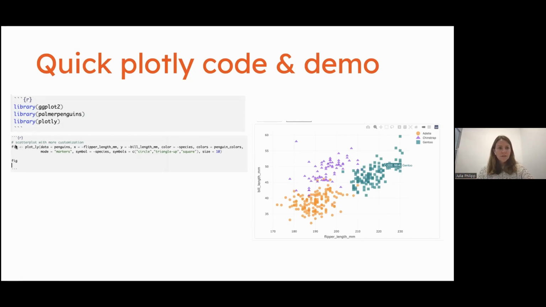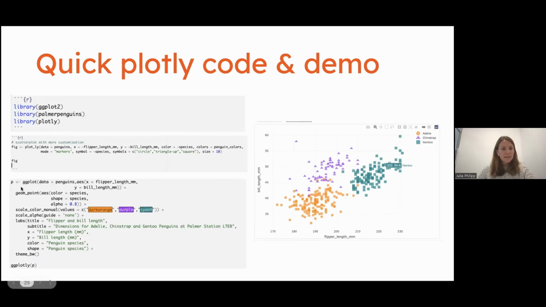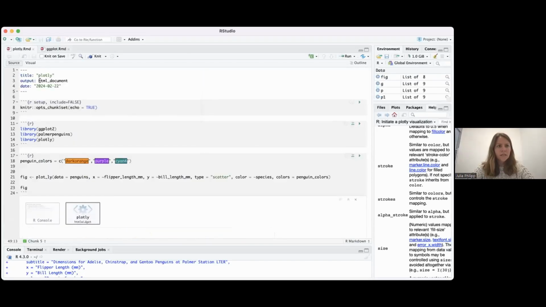So here on the left, you have an example of the conventional Plotly code that does not follow the grammar of graphics. But below here is an example of how you can make a full ggplot with all the customizations that you would like, and then use the function ggplotly to convert your ggplot to an interactive plot. So we'll briefly look at this in my RStudio. This is also shared in the GitHub, by the way.